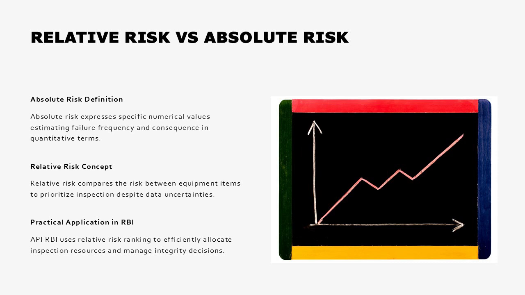Relative risk allows engineers to focus attention on the highest risk equipment, even if the exact numerical value of risk is uncertain. By ranking equipment from highest to lowest risk, RBI supports efficient allocation of inspection resources and risk reduction efforts. API guidance emphasizes that relative risk is generally sufficient for inspection planning and integrity management decisions.